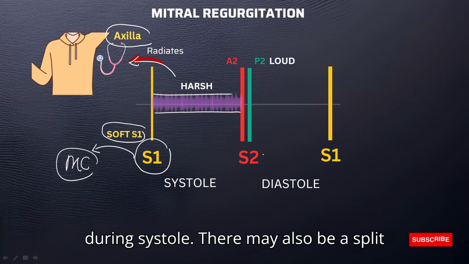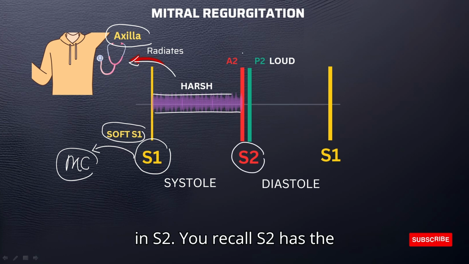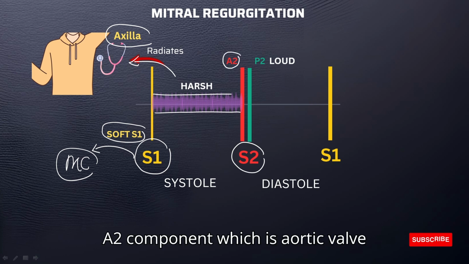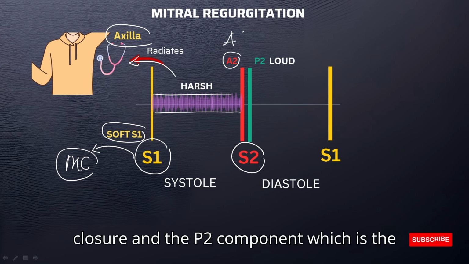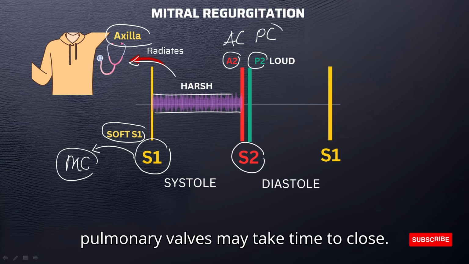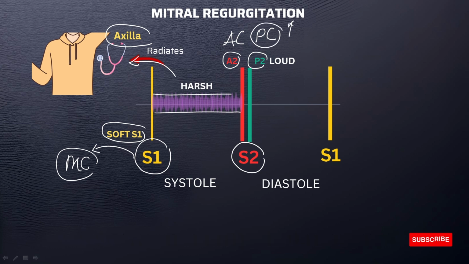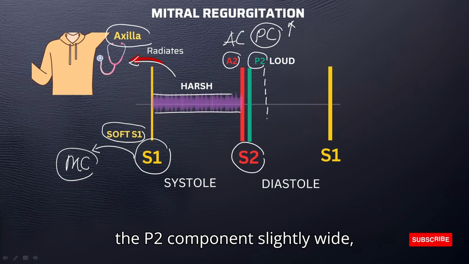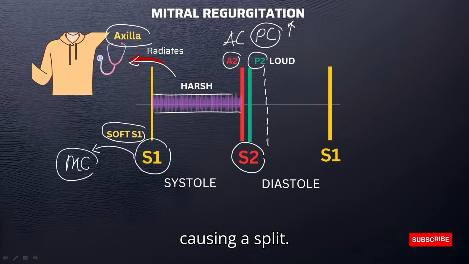There may also be a split in S2. You recall S2 has the A2 component, which is aortic valve closure, and the P2 component, which is the pulmonary valve closure. So in severe mitral regurgitation, the pulmonary valve may take time to close, and that can move the P2 component slightly wide, causing a split.